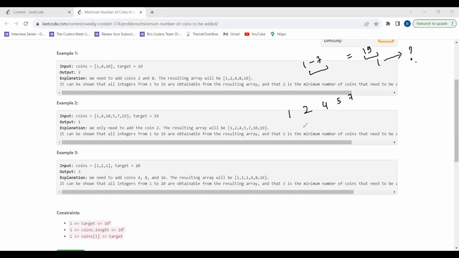Now let's see what all sums we can form. 1, we can form easily. 2 is there, we can form easily. Can we form 3? Yes. Can we form 4? Yes, there's an element 4 itself. We can take that and our sum will be 4. Can we form 5? Yes. Can we form 6? Yes.